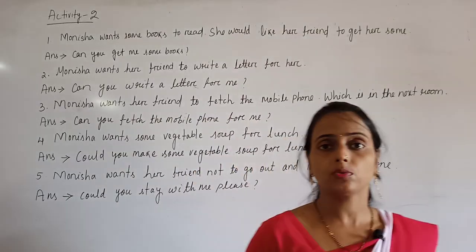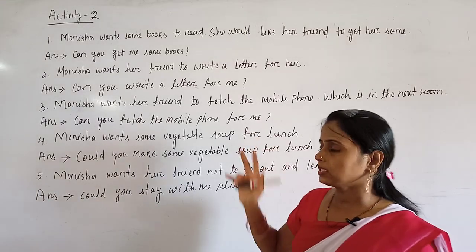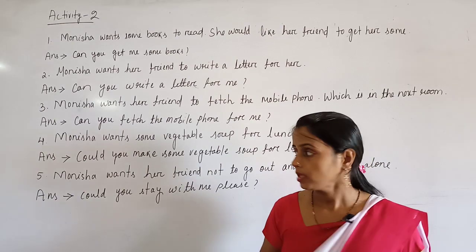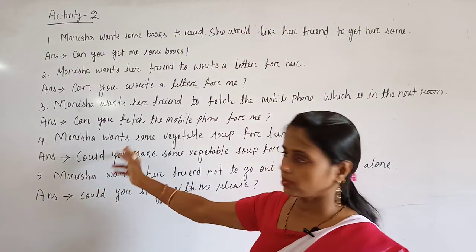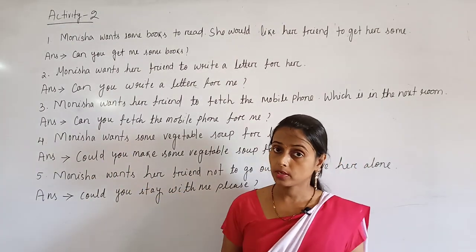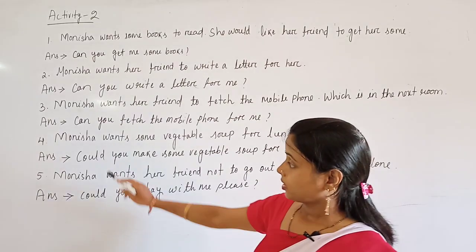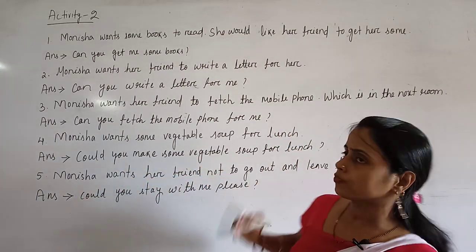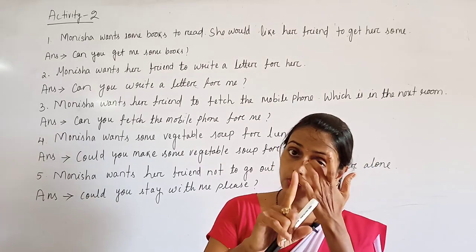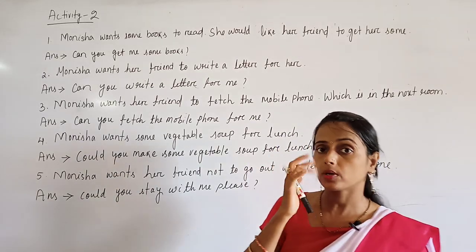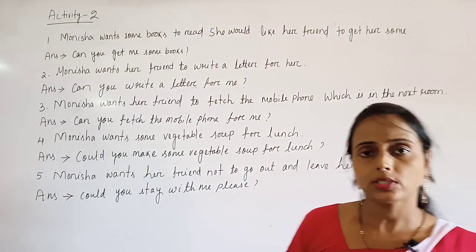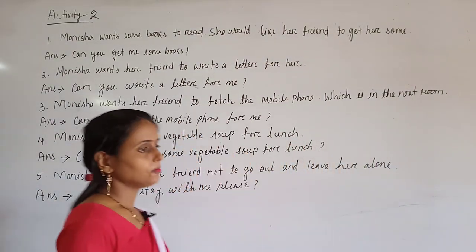Listen, I am telling you one thing here. In these sentences, more than one answer is also possible. If in the place of could you are using would, will also be correct. So, if you are making, will is also correct. Will you make some vegetable soup for me for lunch? This one also will be correct. So here more than one answer is also correct. In your activity 2, likewise, 8, 9 or 10 questions are there.